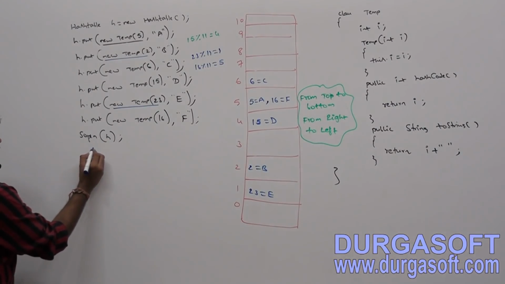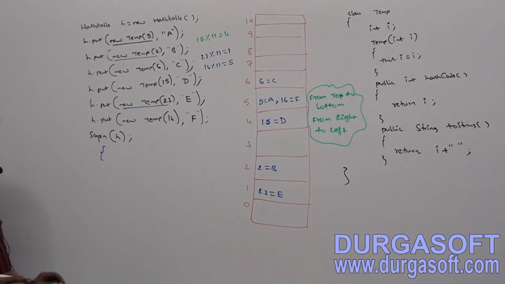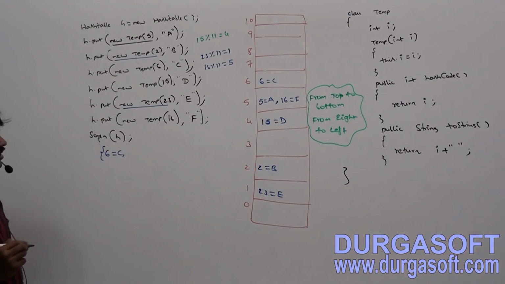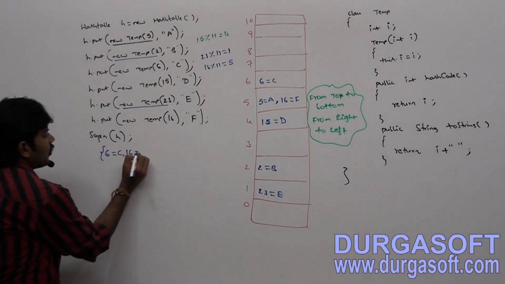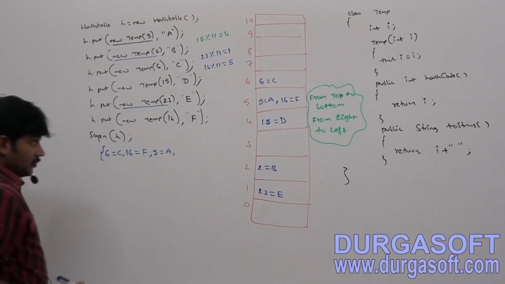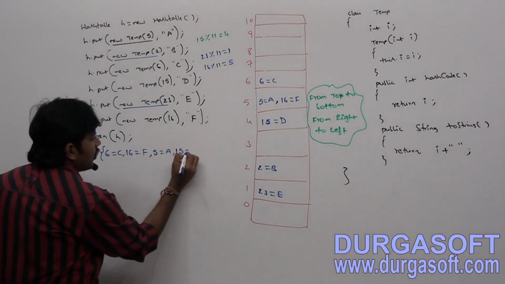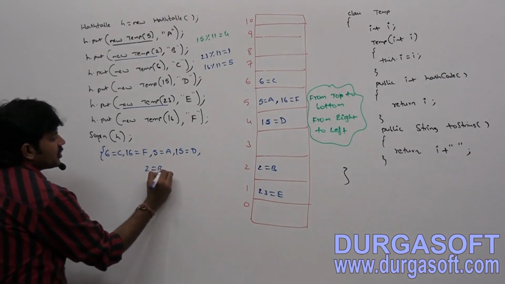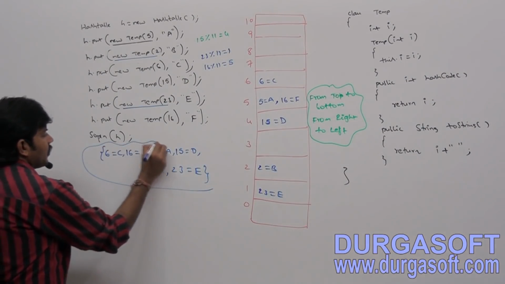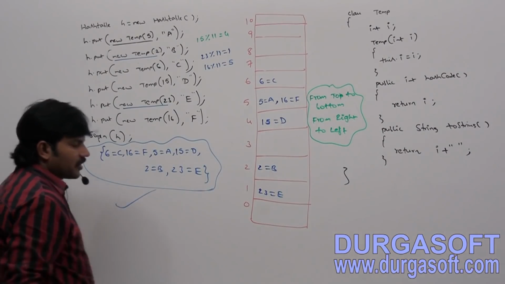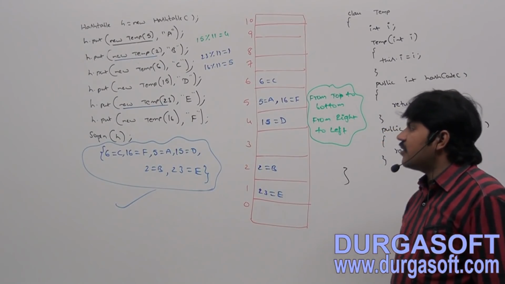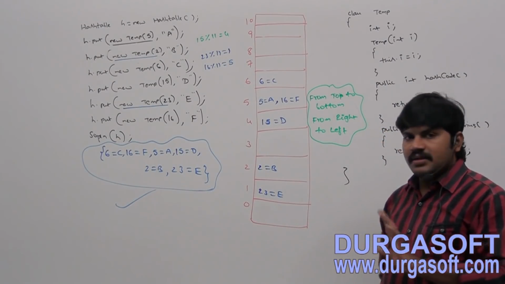Okay. Now, can you tell what is the output? If I take SOP of h, curly brace open. What is the answer? 6 is equal to C, 16 is equal to F, 5 is equal to A, next 15 is equal to D, next 2 is equal to B, 23 is equal to E, like this. Are you getting? This is the output we are going to get. So this is the practical proof of how the entries will be saved based on the hash code of keys. Is it clear for all of you?